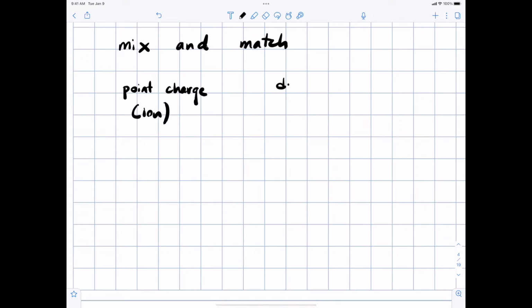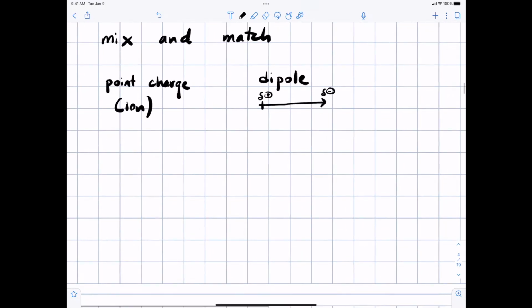Then you've got the dipole, which is a linear distribution of charge. For example, a dipole would be if you have some negative charge here and some positive charge here, and they're constrained relative to each other. Usually dipoles don't involve full charges. Usually this is a partial positive charge here and a partial negative charge there.